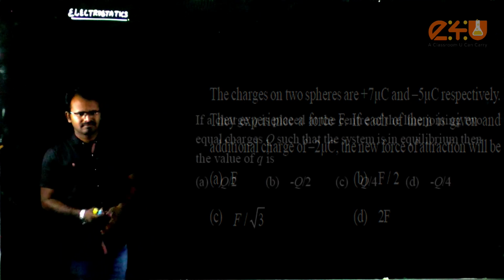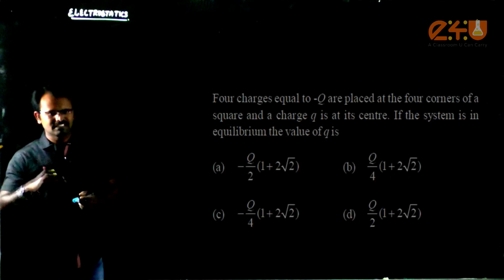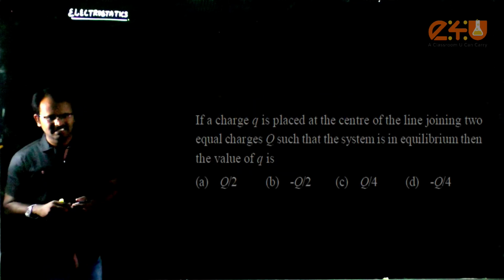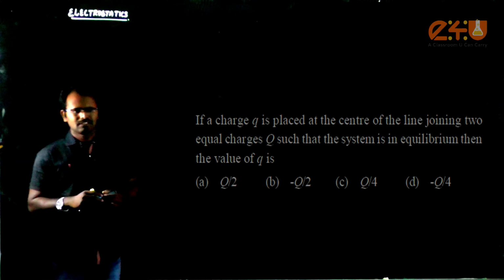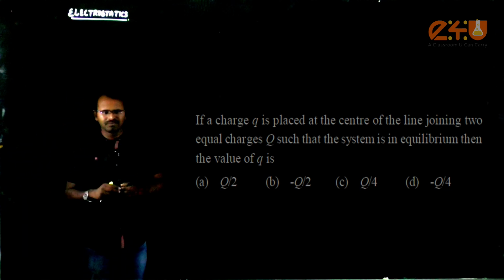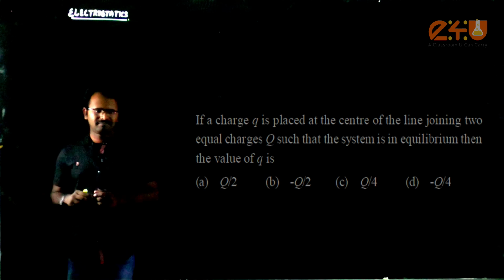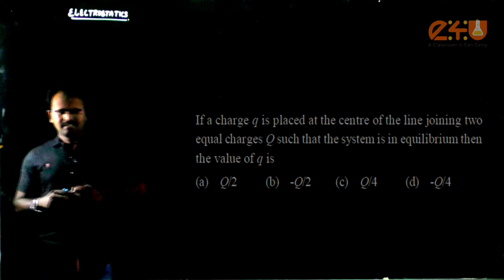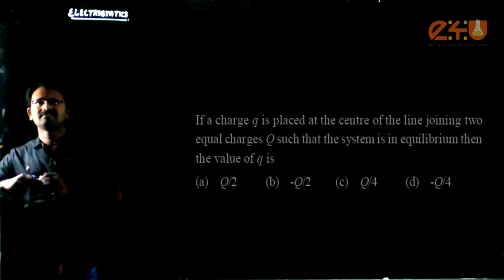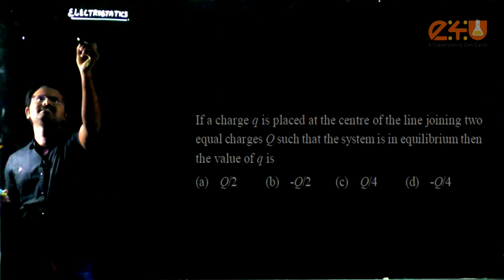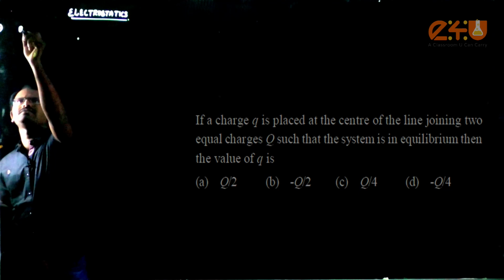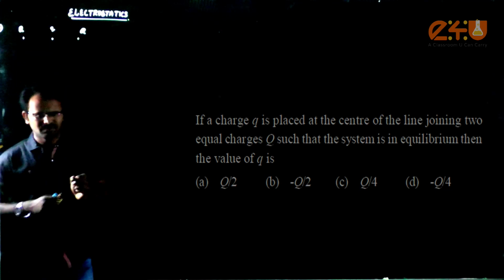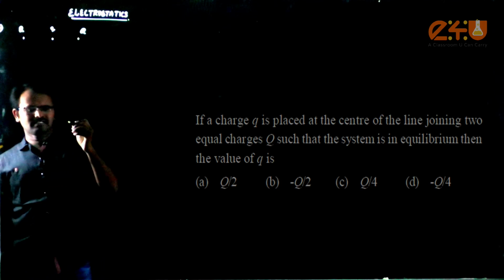The next question, we'll go for the fourth question. If charge Q is placed at the center of the line joining two equal charges Q such that the system is in equilibrium. So we take two equal charges, plus Q and plus Q, and we are going to keep one more charge at the center.